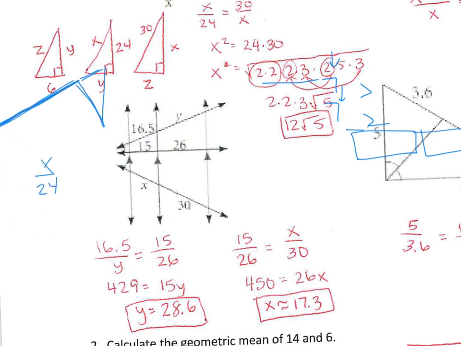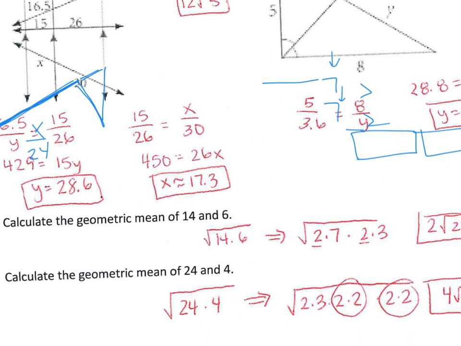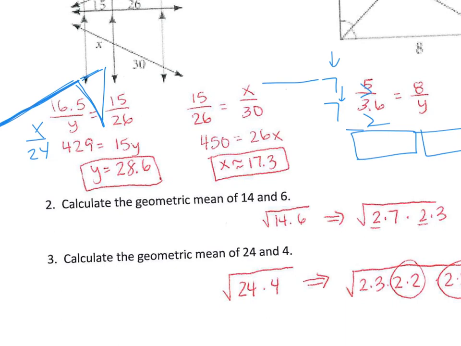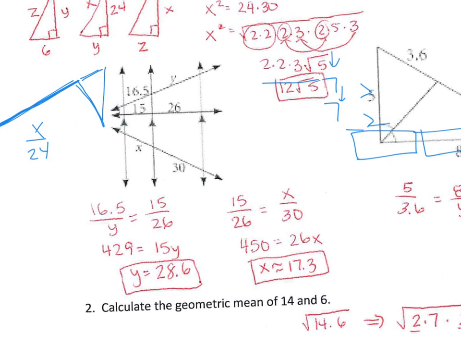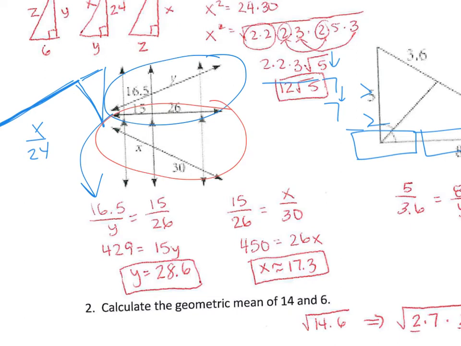Okay, number 2. Oh, actually, no, I skipped this part. Okay, so again, we have parallel lines, so you can use the side splitter theorem. So I did 16. So think of it as 2 sets. You can work with this set first, which I did right here, and then you can work with this set second, which I did over here to find x.